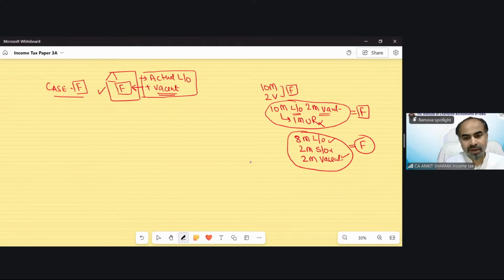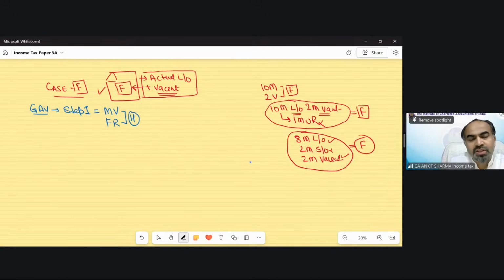Understood? Now, how to calculate GAV? That is the only calculation you need to understand, because the GAV calculation is going to change in this case. Step 1 would remain the same, which is good news: municipal value or fair rent, whichever is higher. There is no change in step number 1. Step number 2 also remains the same. This higher value needs to be compared with standard rent, and you take the lower value.